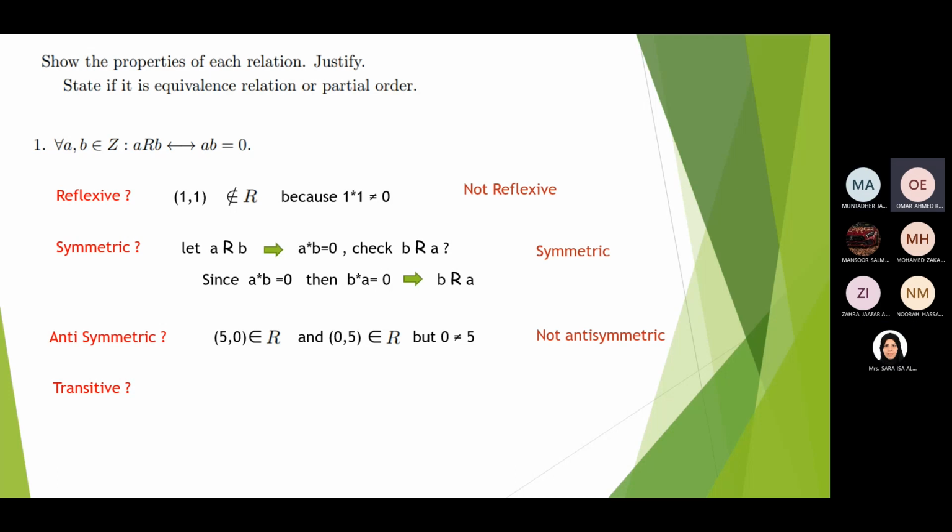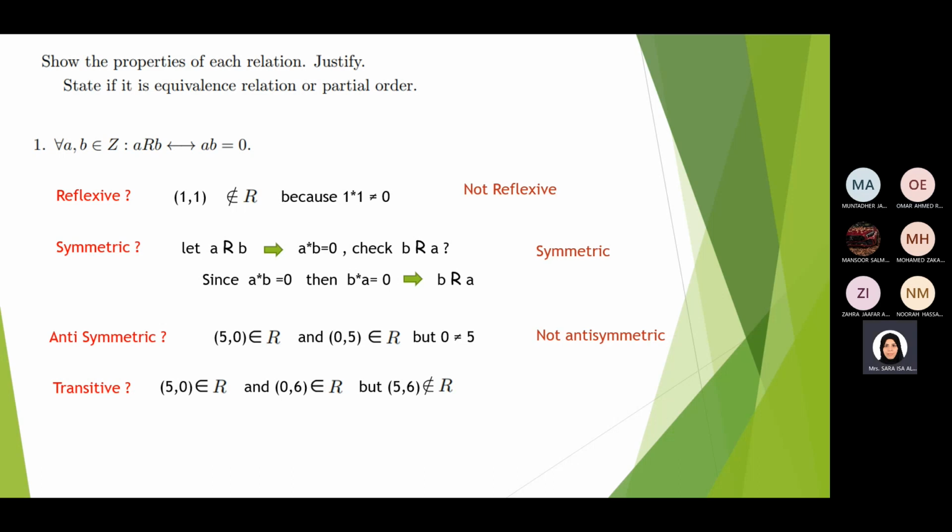Because now, 0 and 0 exist. No, not always. 5 times 0 is equal to 0, and 0 times 6 is equal to 0, but 5 times 6 is not equal to 0. Correct or not? Yeah.